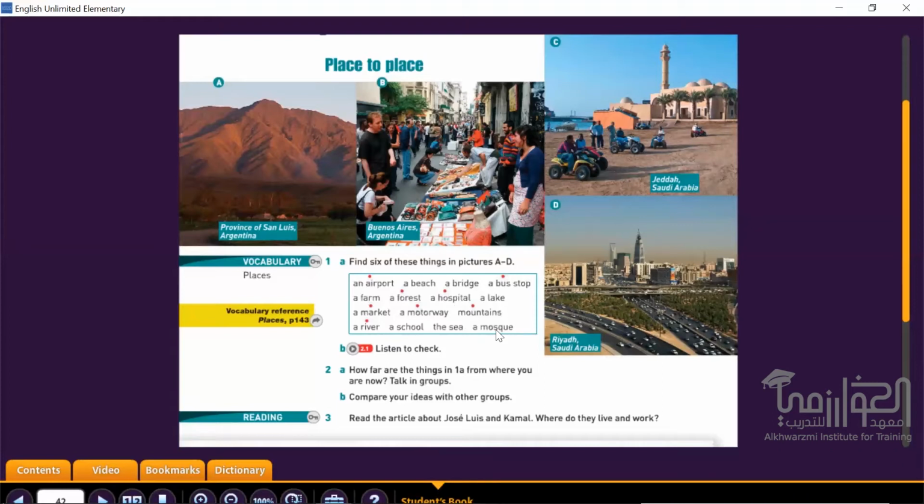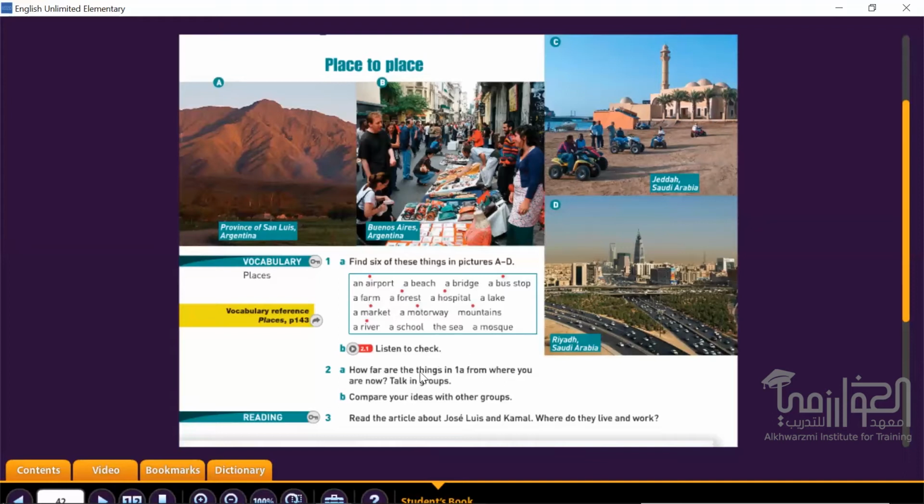Can we see any mosque? Yeah, a masjid. Yes, also we can see in picture C, a masjid, a mosque over there. Now, let's discuss this. How far are the things in 1A from where you are now? Talk in groups. So you can send me your texts. How far are the things in 1A from where you are now?